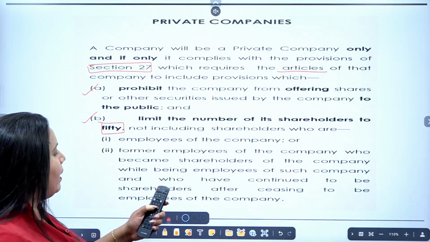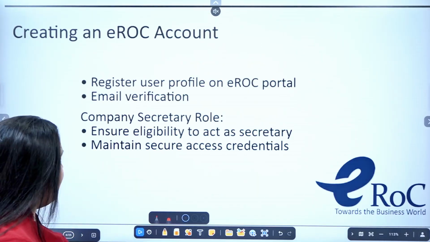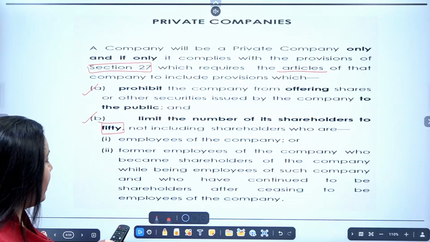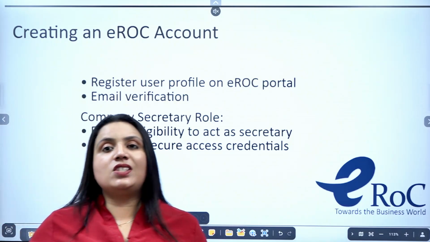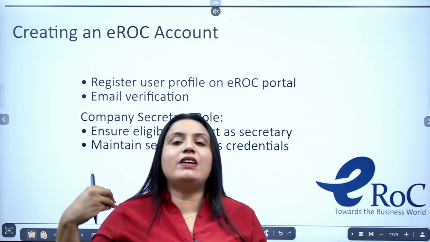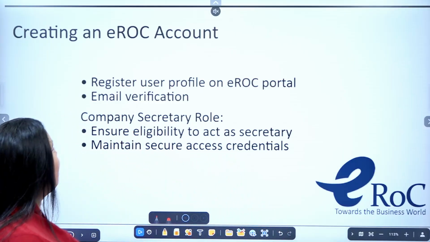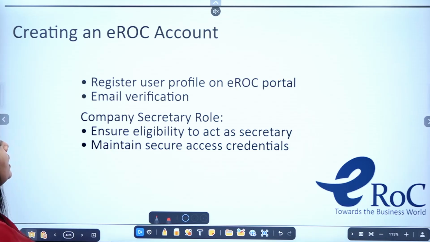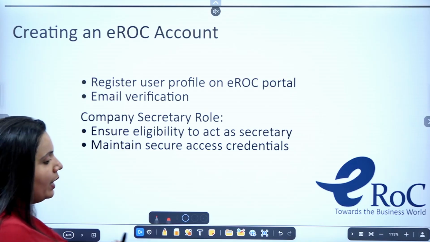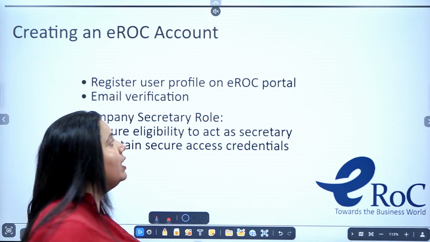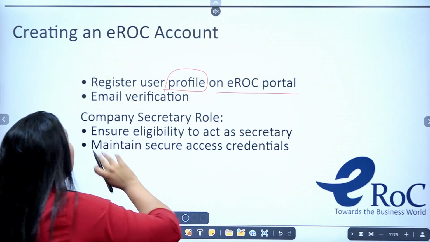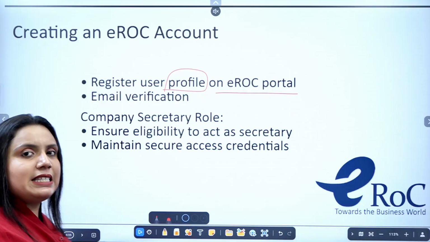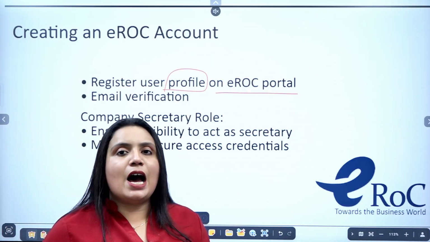Right. So you know what a private limited company is, and the next main step of registering a company is that you need to have an EROC account. That is the Electronic Registrar of Companies. In that website you need to have an account. So you need to create an account, right? Register a user profile on the EROC portal. Through an email verification you have to have a profile. You have to open a profile in the EROC portal, do an email verification and see that your email is connected to the EROC platform.